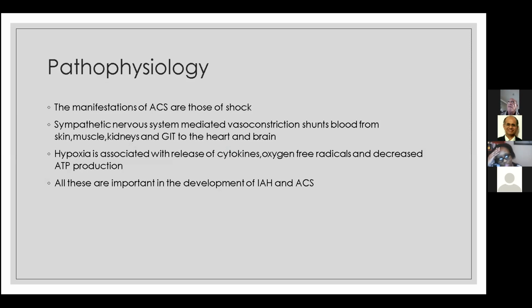When it comes to the pathophysiology, the manifestations of abdominal compartment syndrome are similar to those of shock. The sympathetic nervous system mediated vasoconstriction shunts blood to the heart and the brain. And then the hypoxia is associated with release of cytokines, oxygen-free radicals, and decreased ATP production. And all this contributes to the development of intra-abdominal hypertension and later abdominal compartment syndrome.